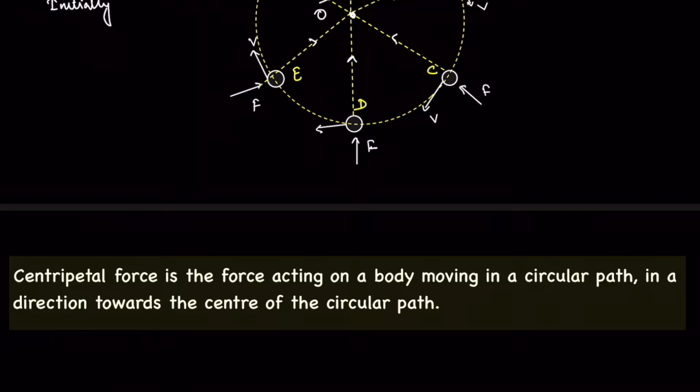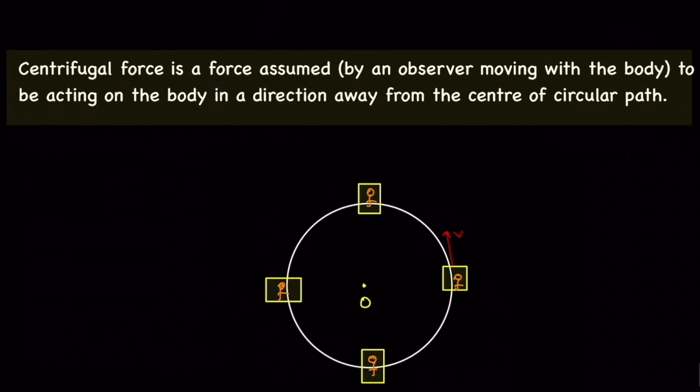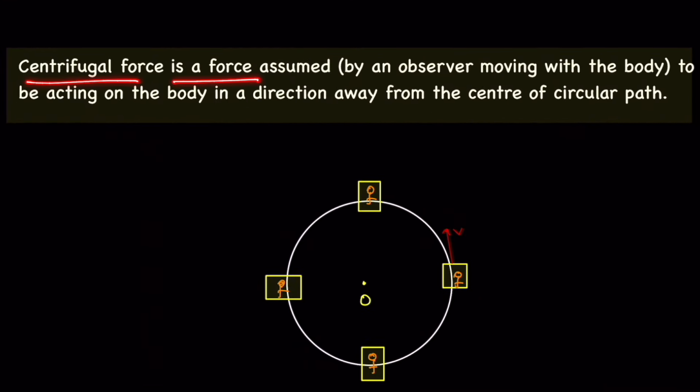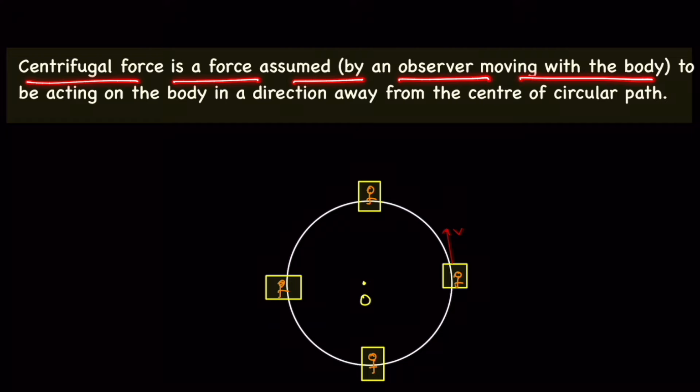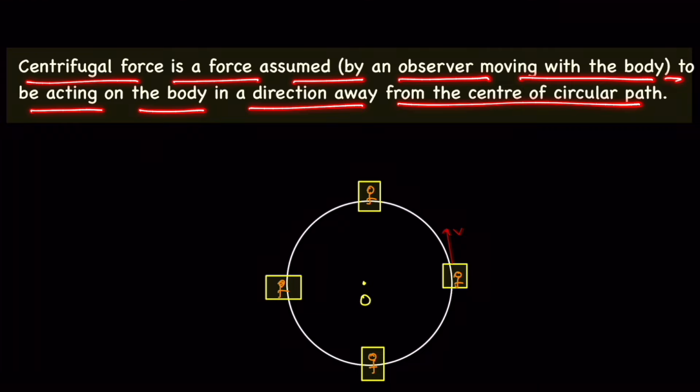But as I told you, we have a second reference where we consider the body is present in the moving object. So then centripetal force will not be present and centrifugal force is formed. Centrifugal force is a pseudo force or a fictitious force because we are not considering it with respect to the ground. We are considering it with respect to the moving body. Centrifugal force is the force assumed by an observer moving with the body to be acting on the body in the direction away from the center of the circular path.